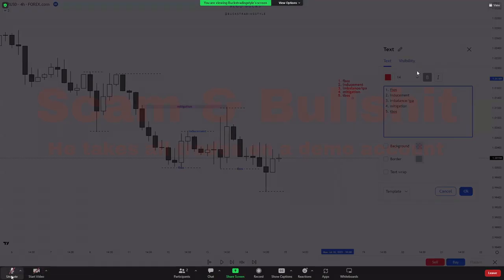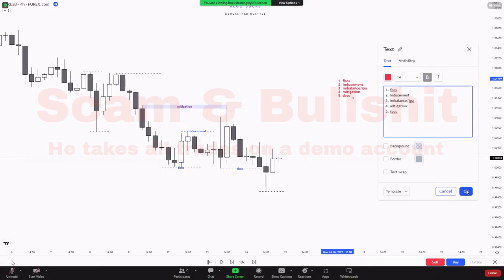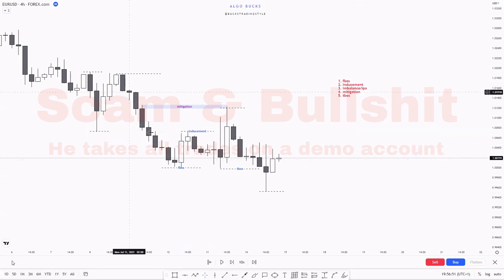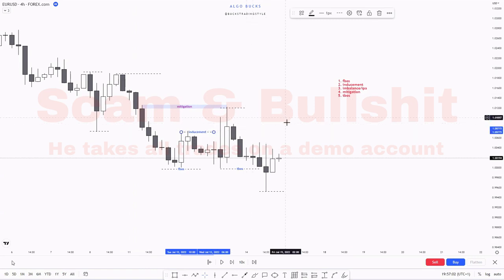So let's check this MSU pattern that happened right here, if we have these five things. First thing, we had the fake break of structure, checked. We had the inducement, checked. Then now let's see if there's an imbalance or IPA. So we had this right here. This is an imbalance.